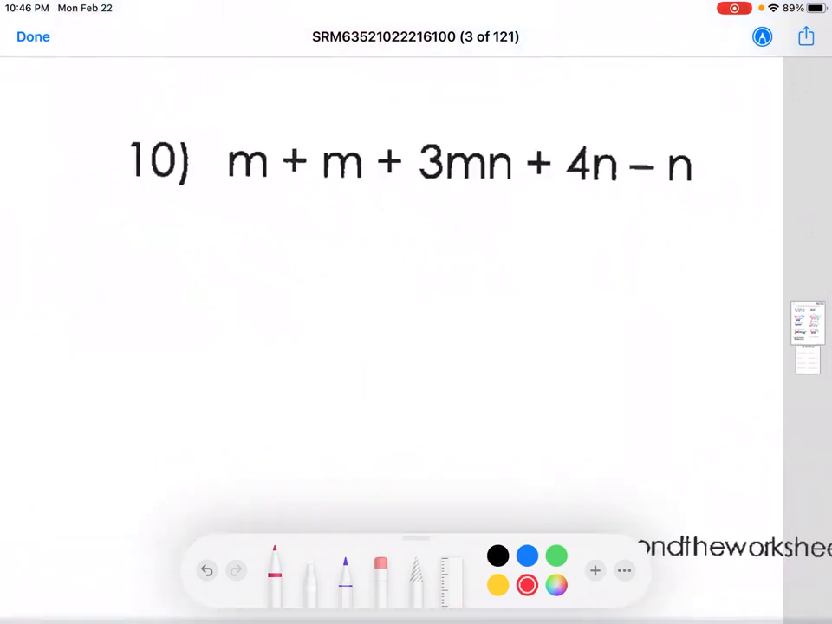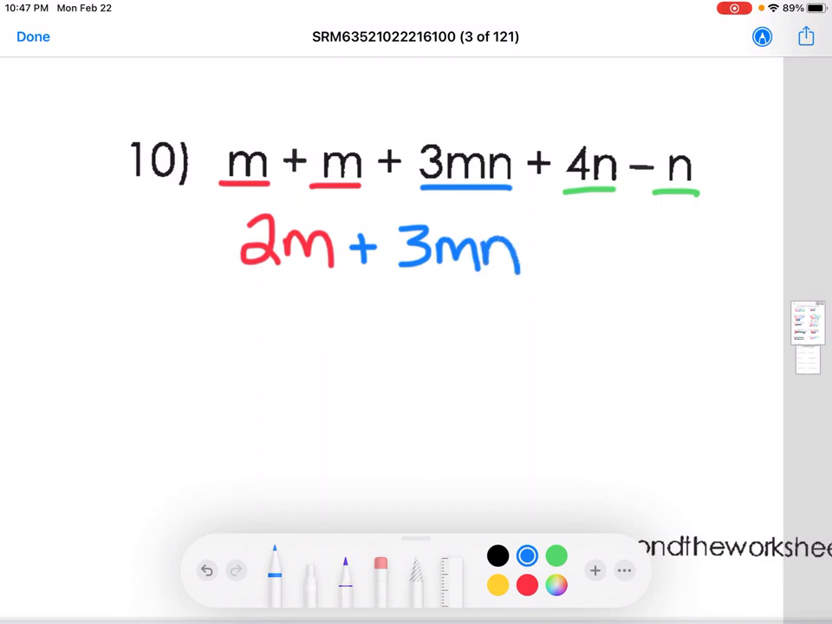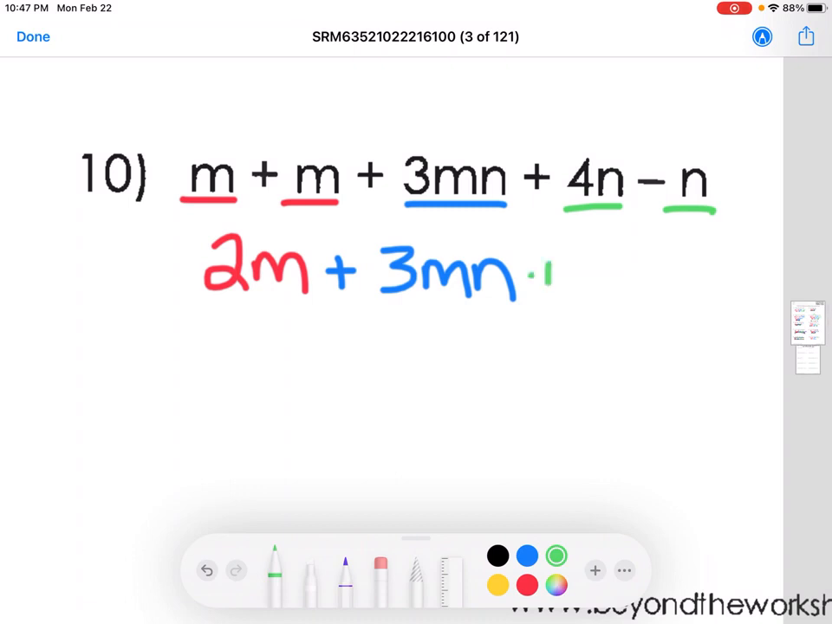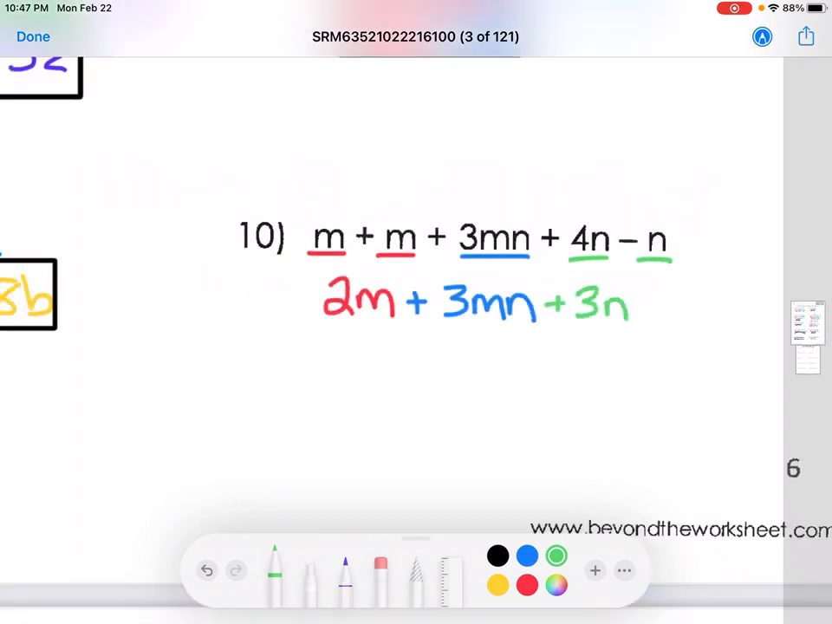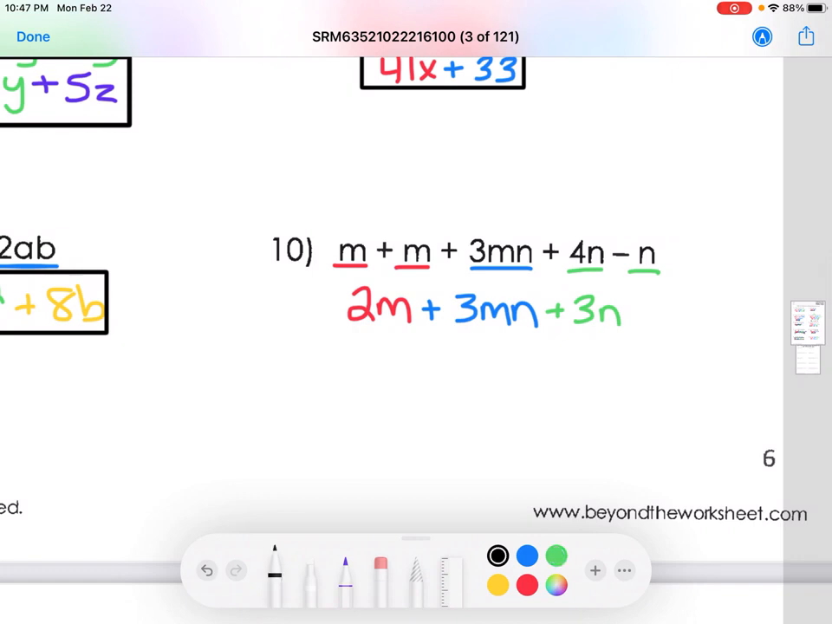Okay, for 10, I have m plus m. I have one term of mn. Then I have 4 times n and a 1n. So m plus m would be 2m. Nothing to combine with mn. And then I have 4n minus 1n, which would be 3n. So now I have one term of each color, which tells me that I cannot combine any further.